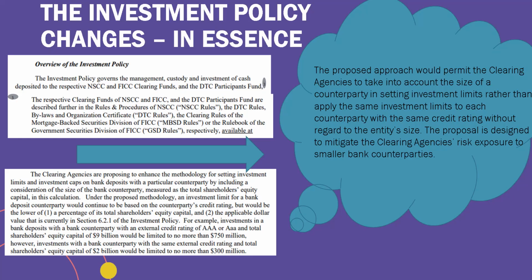Now, the investment policy changes in essence. So before, it was a credit-based system. Afterwards, it still is. Pretty much what they're doing is they're making it to where the size of the bank matters. So it's going to be harder for the smaller groups to get use of these services because they're trying to minimize risk, and this was back in April, of course, that this was approved. The proposal is designed to mitigate the clearing agency's risk exposure to smaller bank counterparties. So there you have it.